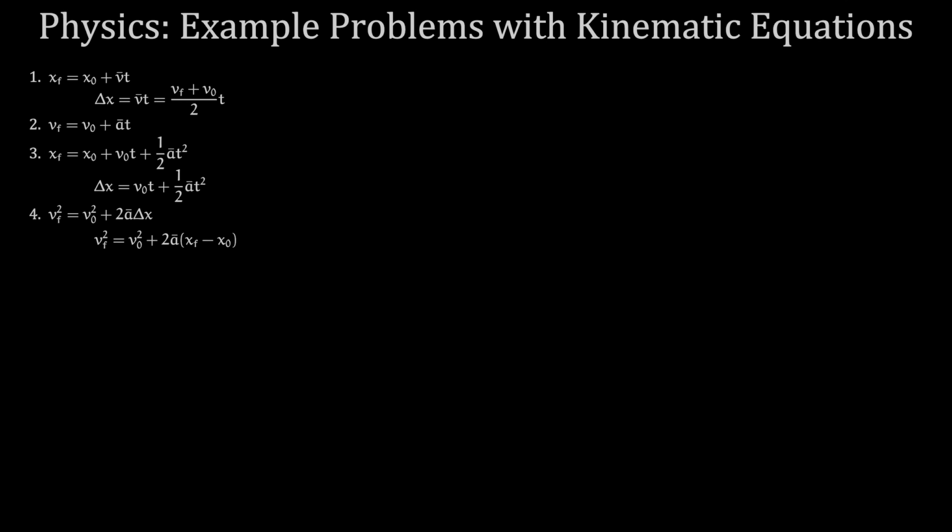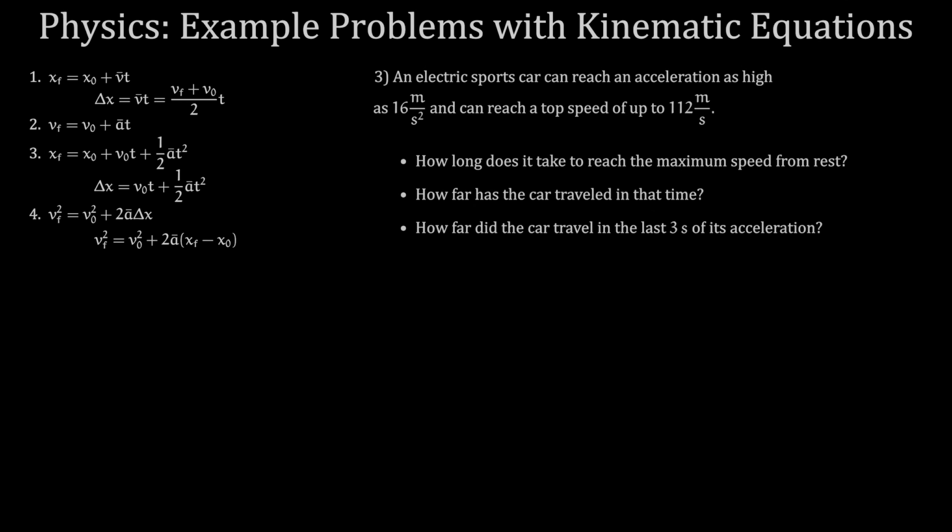An electric sports car can reach an acceleration as high as 16 meters per second squared, and can reach a top speed of 112 meters per second, which is about 250 miles per hour. How long does it take to reach the maximum speed starting from rest? How far has the car traveled in that time? And how far did the car travel in just the last 3 seconds of its acceleration? Pause the video and take a few minutes to try working this one out.